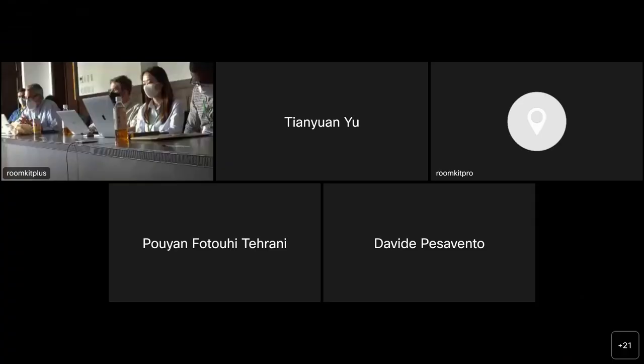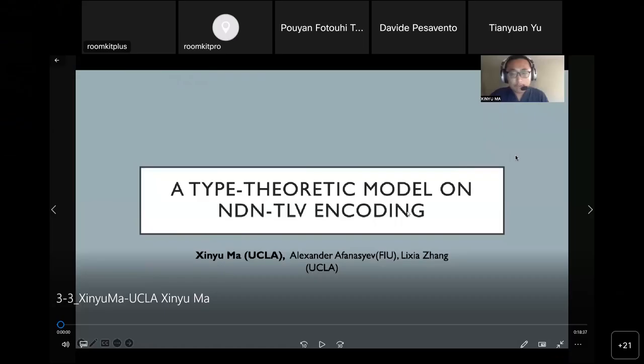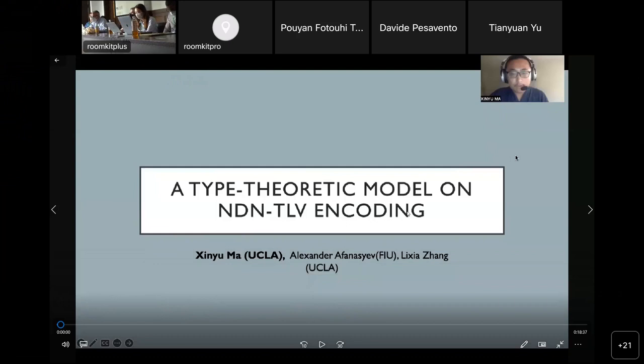So the next paper is a type-theoretic model of the NDN wire encoding, and it'll be presented by Xinyu Ma. And he is, I think, a PhD student at UCLA, right? Yes. Okay, take it away.